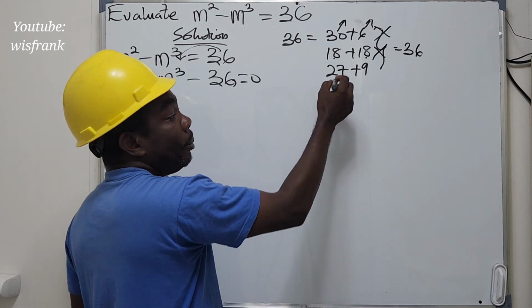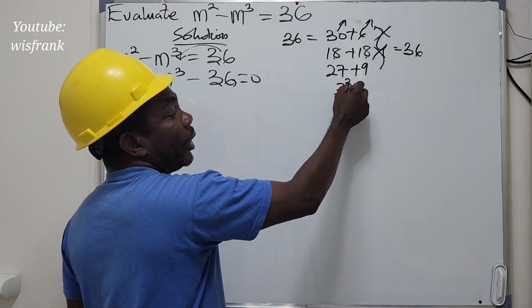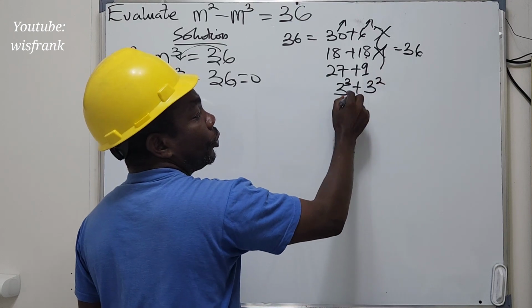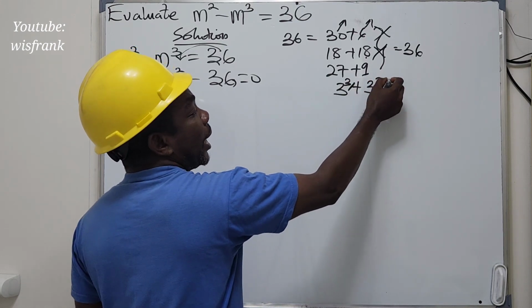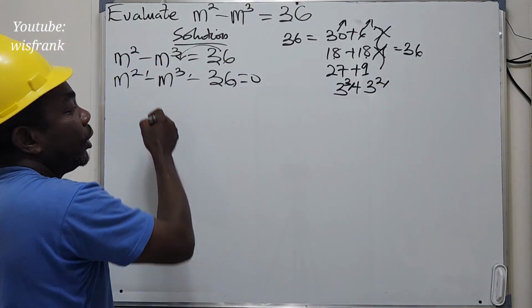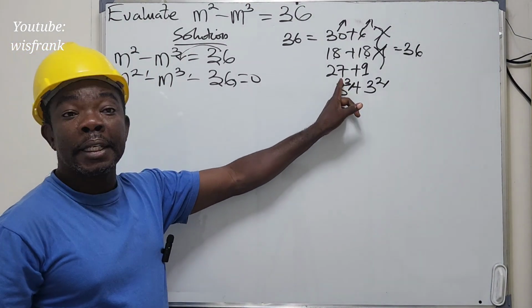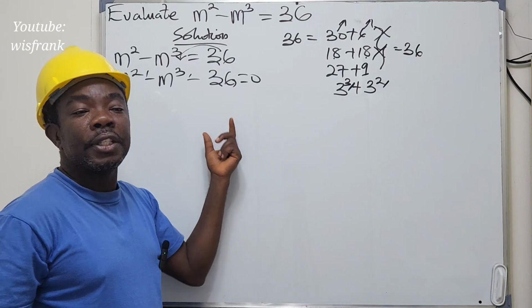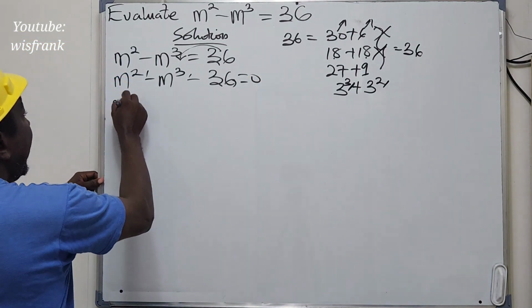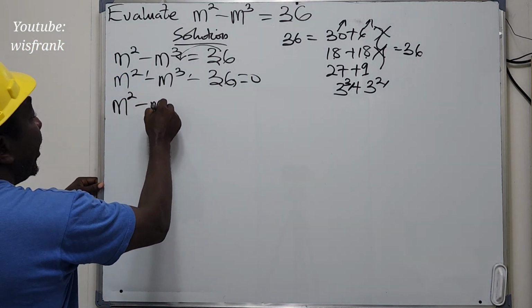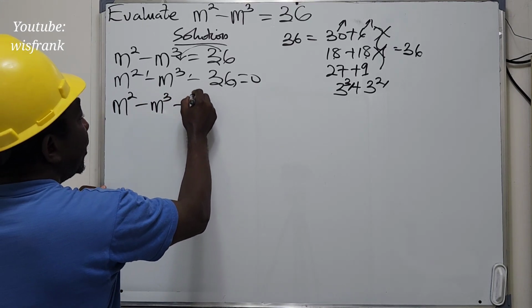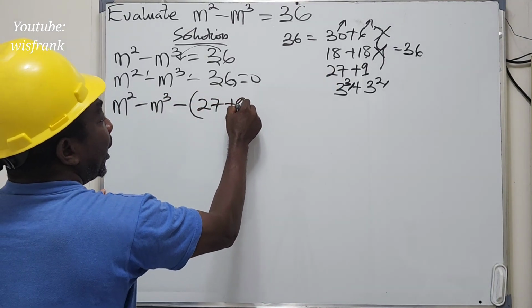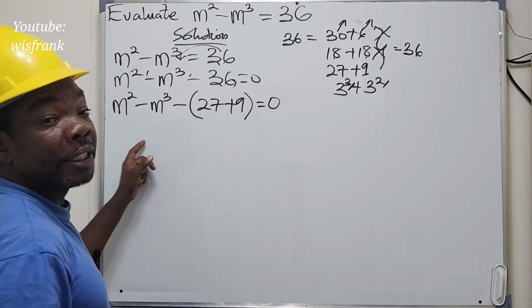27 has a base of 3 to the power of 3, plus 9 has a base of 3 to the power of 2. So this is what we are looking for, 3 and 2, and we have 3 and 2 here. So we are going to substitute these factors of 36 as 27 plus 9 into this equation. So this will become m to the power of 2 minus m to the power of 3 minus, because we have here, 27 plus 9 equals 0.